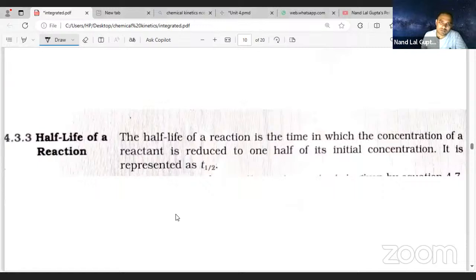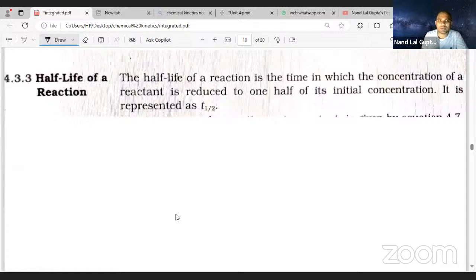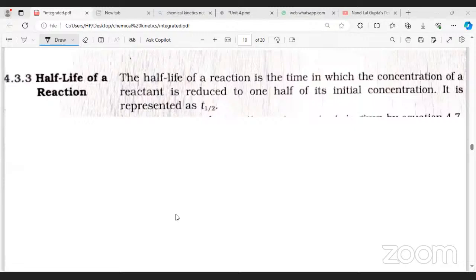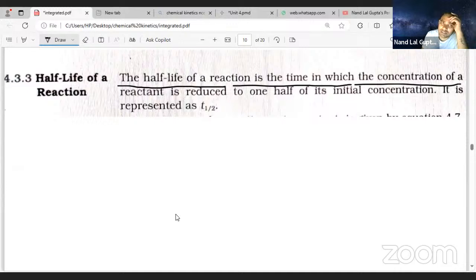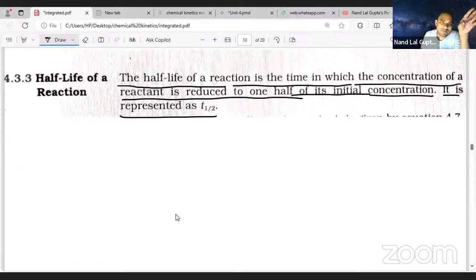Okay. First of all, let us try to understand the half life. What is the half life, Sanoy? The time period when the concentration of reactant becomes half. The half life of a reaction is the time in which the concentration of reactant is reduced to one half of its initial concentration. It is represented by t half. Half life period of any reaction is the time period when concentration of reactant becomes half of its initial concentration.